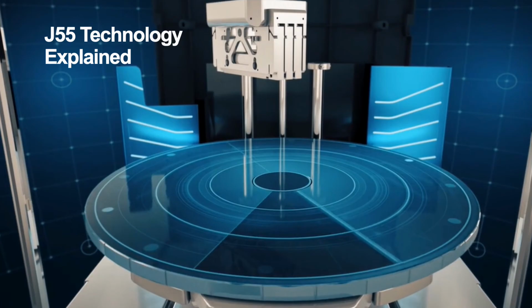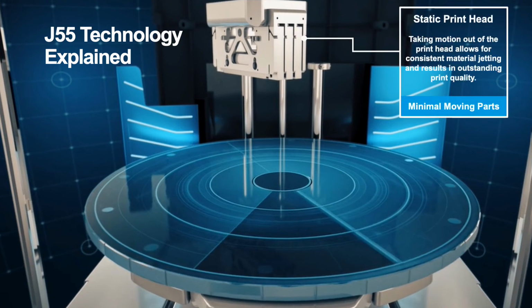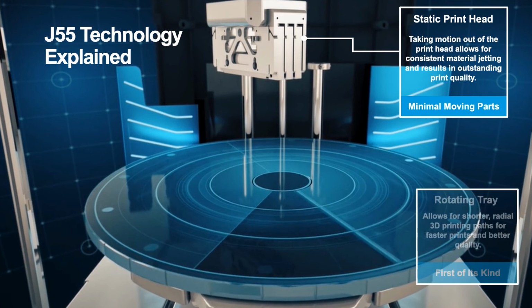Let's spend a few moments talking about the technical details around how the J55 works. Have we mentioned the quality of prints on the J55 yet? There's a reason for this quality. It's tied to the way that the J55 prints. By taking motion out of the print head, material is consistently jetted and results in an outstanding print quality. The rotating build tray creates shorter, radial 3D printing paths for faster prints and, again, better quality.